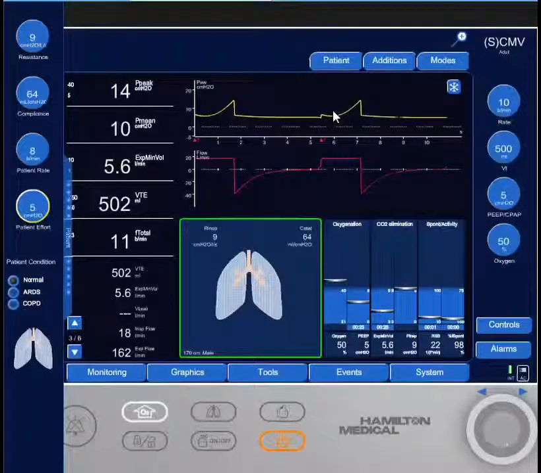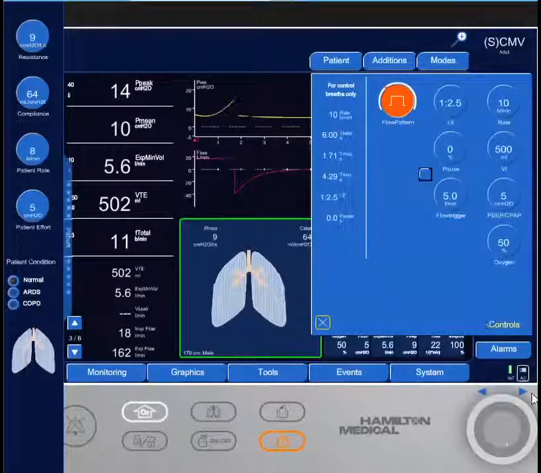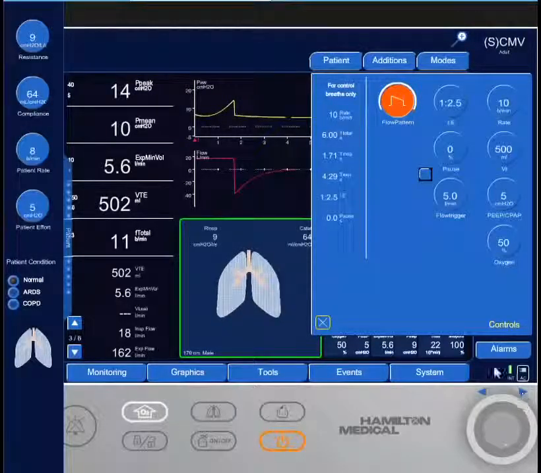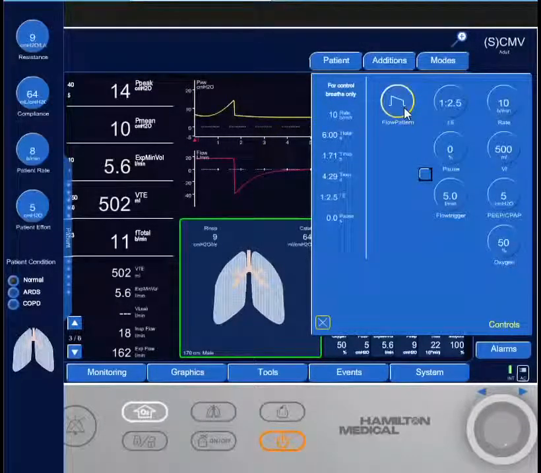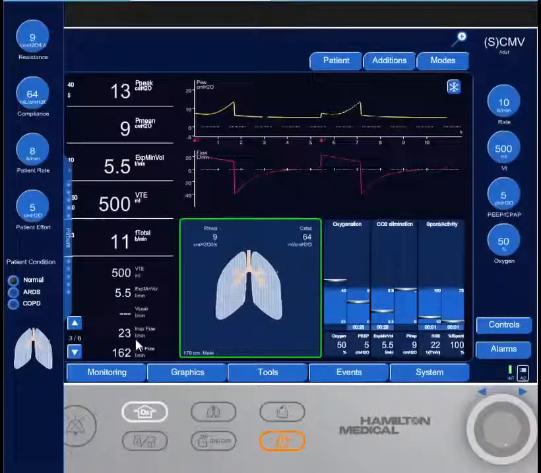And instead of just increasing my flow rate, I'm going to change from this square or constant flow wave pattern to a decelerating flow pattern, kind of like pressure control ventilation. So under my controls, I'm going to switch my flow pattern to a 75% decelerating pattern. And let's see what this does to my flow rate. If I look at my measured flow rate, instead of 18, my inspiratory flow rate is now 23 liters per minute. I didn't do anything with my I time or IE ratio to change my flow rate. It's just my flow pattern changing my flow rate.